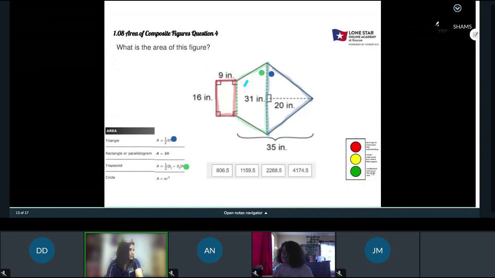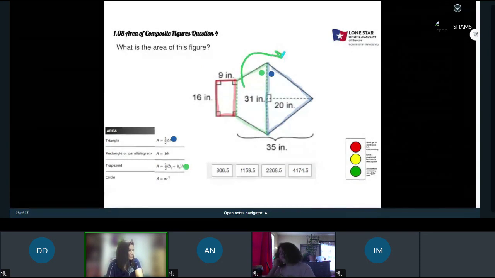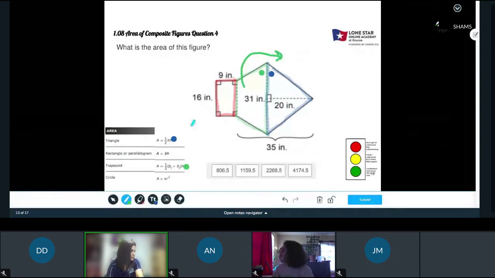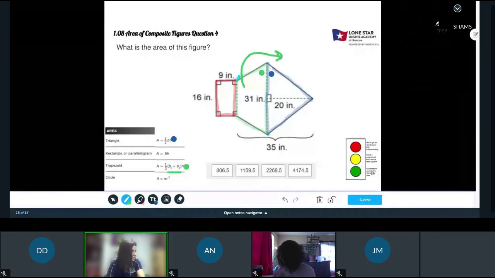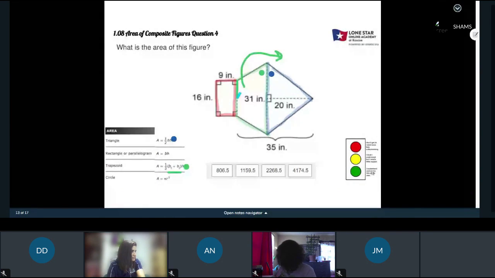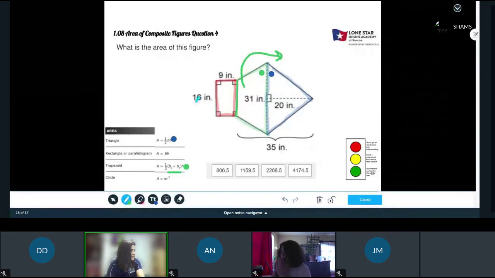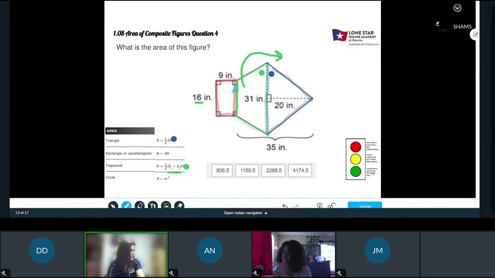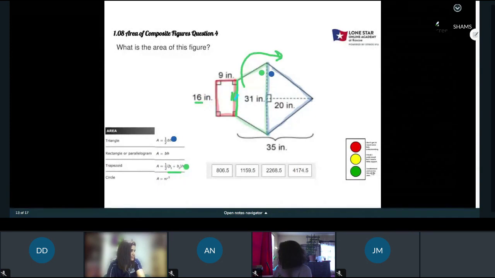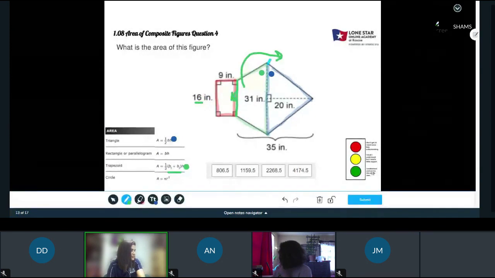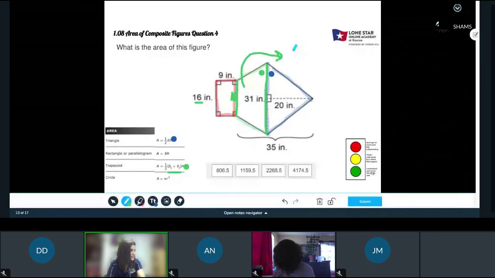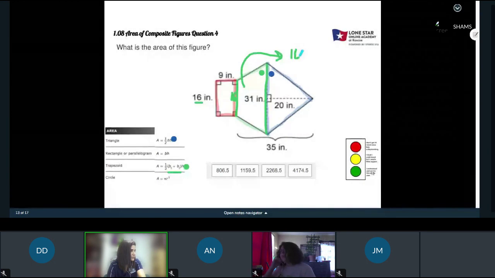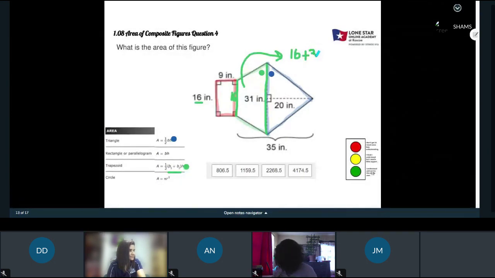So, trapezoid, I'm gonna add base 1 plus base 2 in this part. Base 1 plus base 2. Base 1 is this side. It is 16. Base 1 of the trapezoid is 16. Base 2 of the trapezoid is 31. So we will add them. 16 plus 31. That gives you 47.